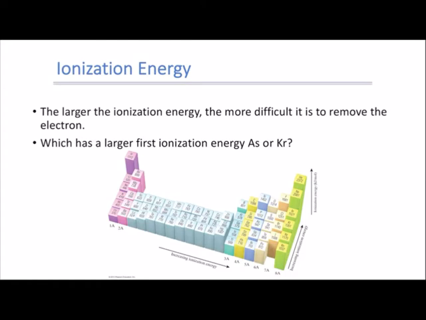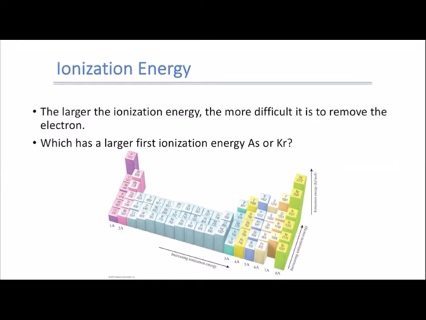Well, if we look at our periodic table down here and we look at our trend, we have arsenic here. It has 947 kilojoules per mole to remove the electron. Krypton, the noble gas, has 1,351. So obviously, harder to remove an electron from krypton. That has a larger first ionization energy. We can even figure it out without looking at the numbers. We just look at our trend.